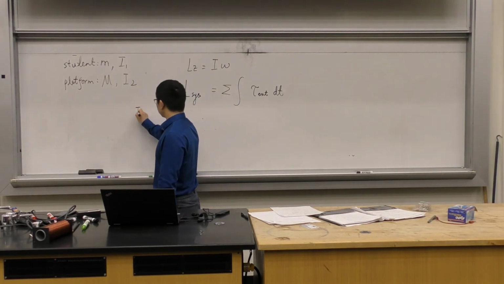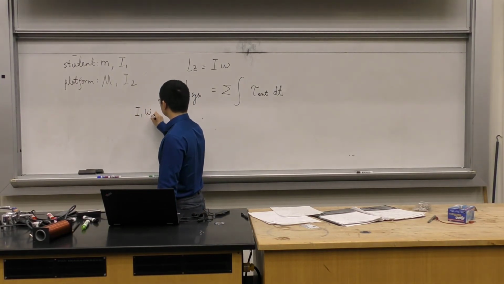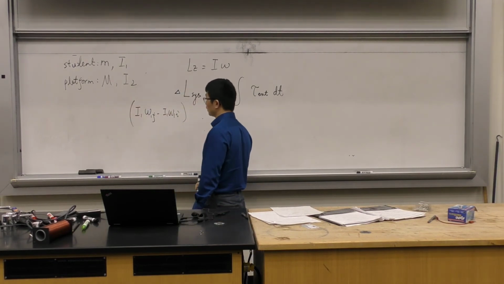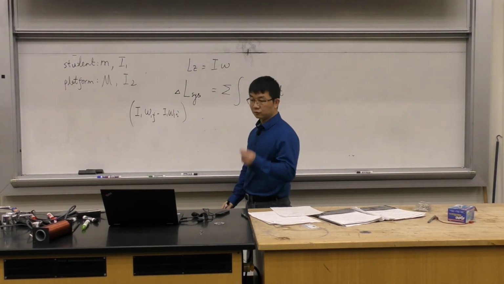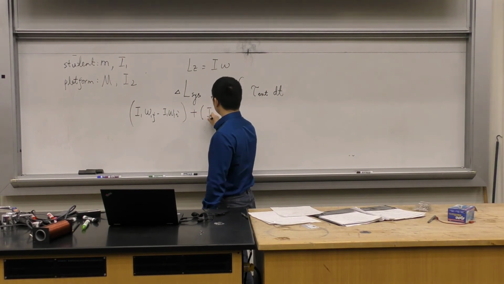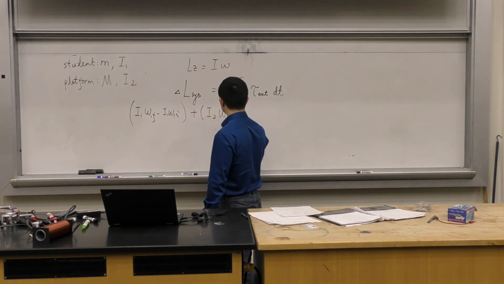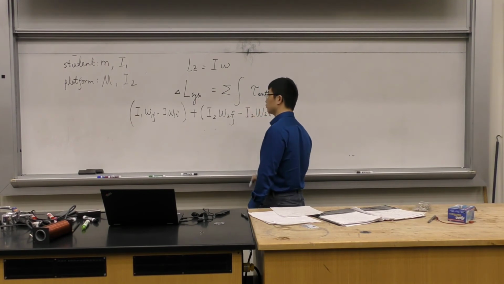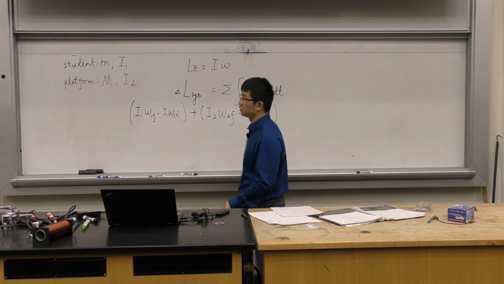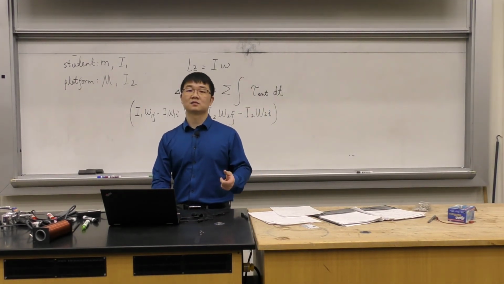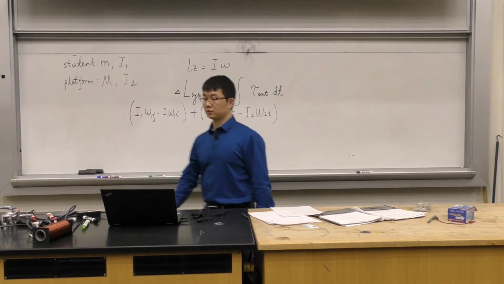Now let's do this. I1 omega 1 final minus I1 omega 1 initial. And in this case, the I is not changing because the radius and the mass are not changing, right? Plus I2 omega 2 final minus I2 omega 2 initial, because for the platform, the mass is not changing and the radius is not changing, so I must be the same, because the definition of I depends on the mass and the size of the object.